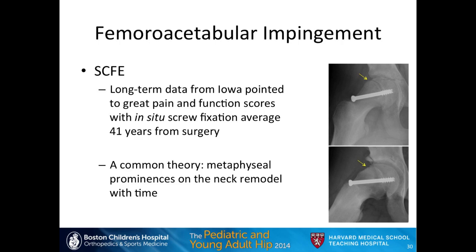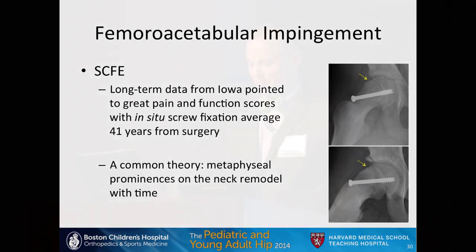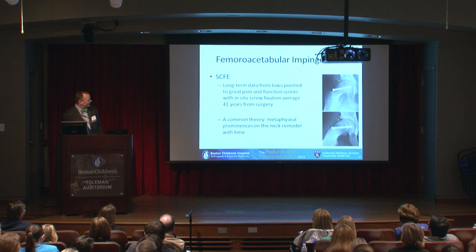Common theme though is metaphyseal prominence. How do they get by with this? Well, the metaphyseal bump here, just to warn people, my thing is down here. Can I get this to work? Yeah, here we go. Where the arrow is, the physis is here, the growth plate's there.